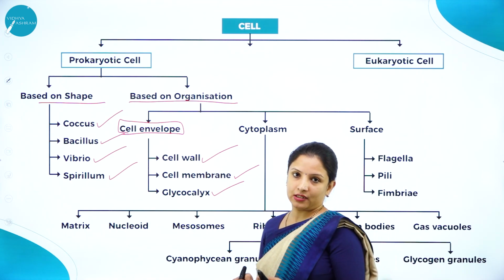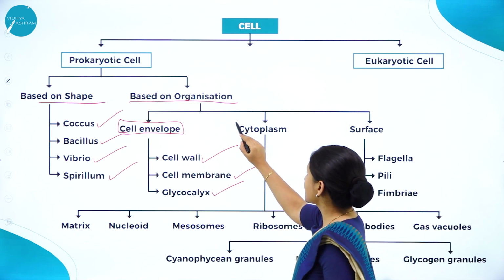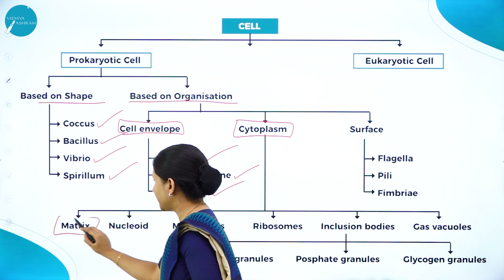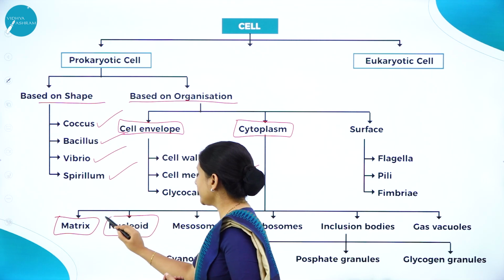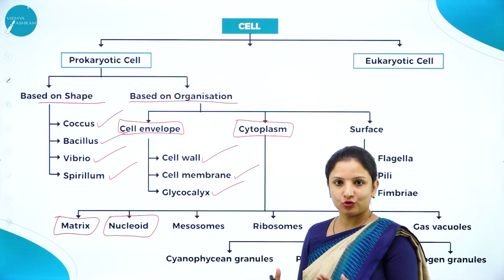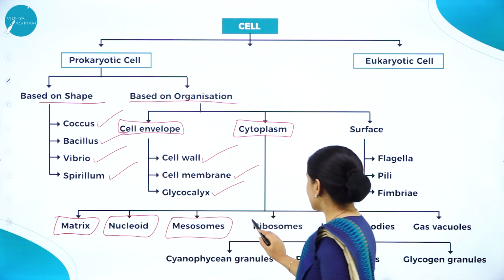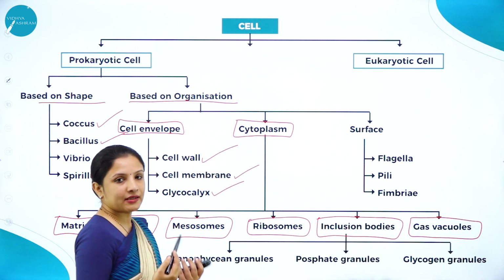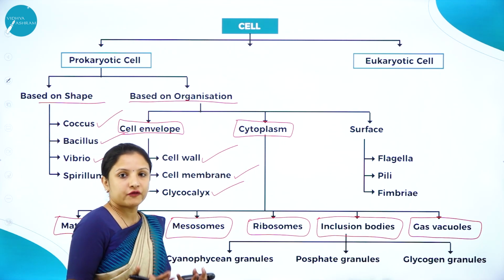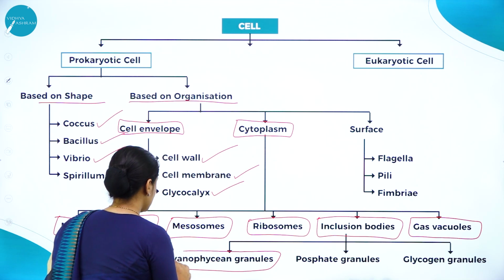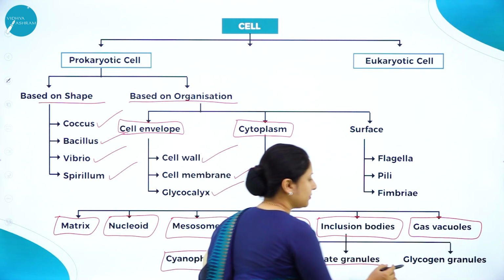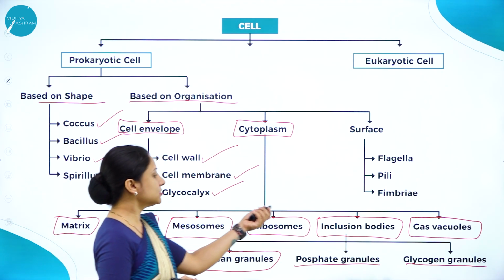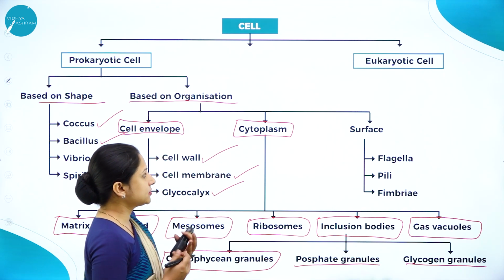Next, moving to the inner content, that is the fluid matrix present in the prokaryotic cell, which is the cytoplasm. Inside the cytoplasm, which is a granular fluid matrix, they contain the nucleoid, which can contain the chromosomes, and they contain the mesosomes. Then it has the ribosomes, some inclusion bodies, and some gas vacuoles. These inclusion bodies are nothing but food stored in the form of inclusion bodies. They can be in the form of cyanophycin granules, phosphate granules, or glycogen granules. Next, talking about the surface.